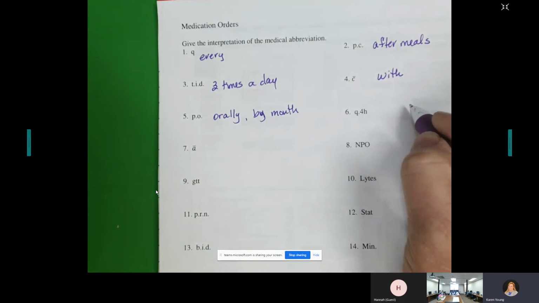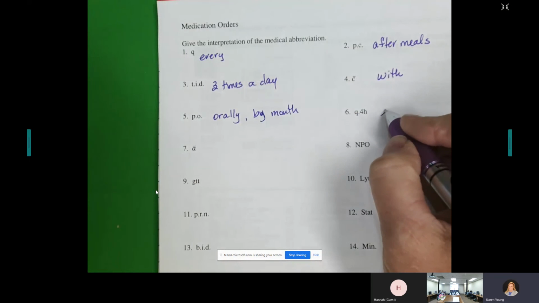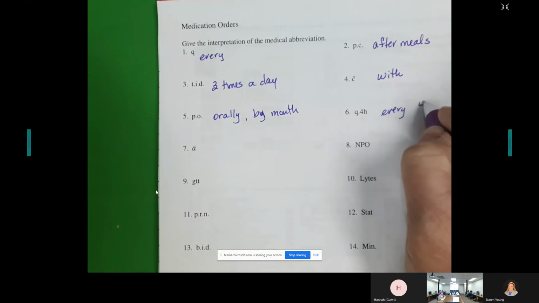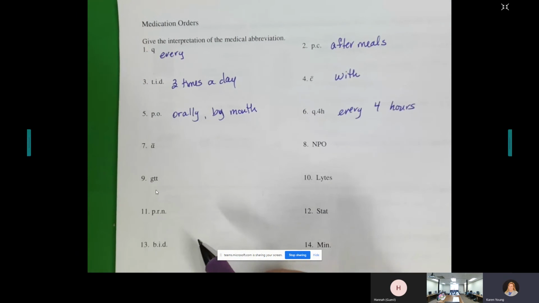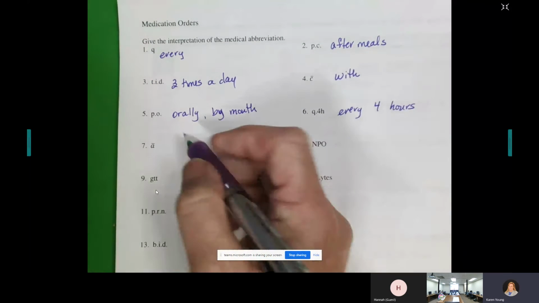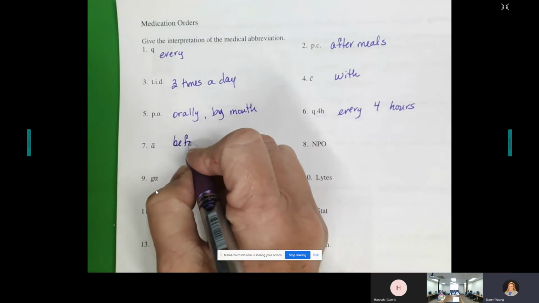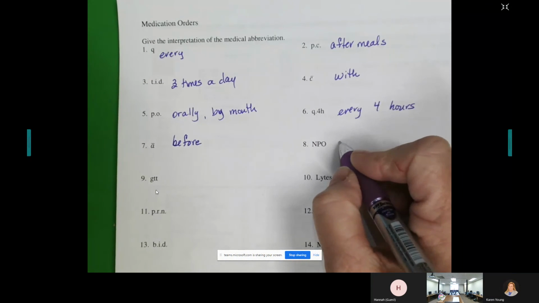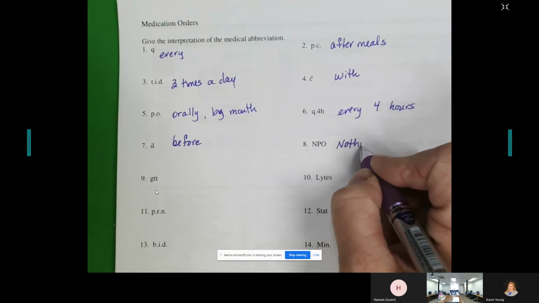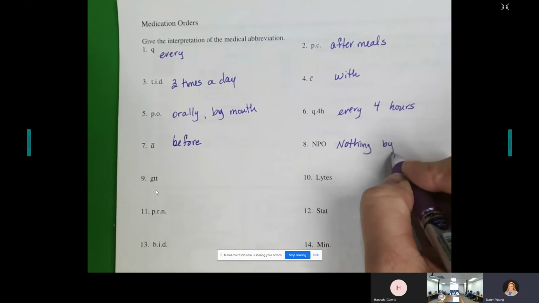What's Q4H? Every 4 hours. I'm running off the machine. All right, what's the A with the line above it? Before. And then NPO is a real common one. Nothing by mouth.